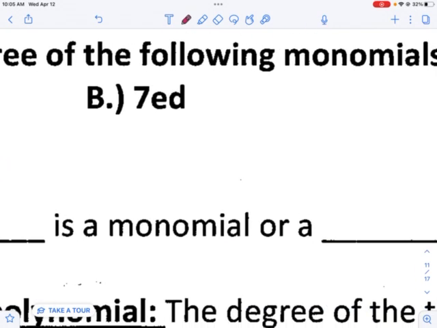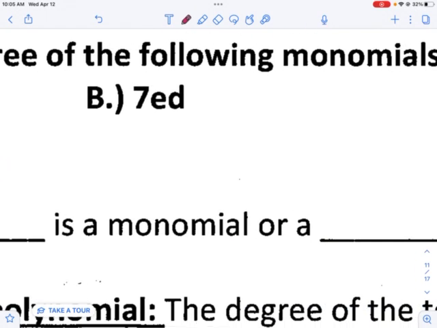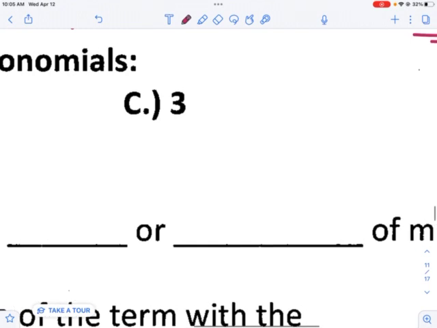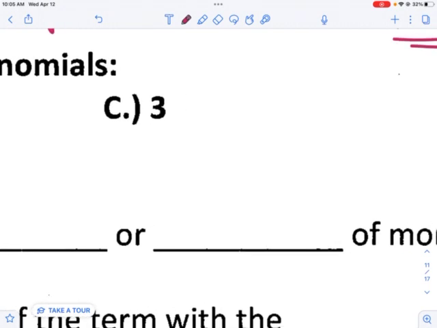Letter B. Hopefully you're placing an exponent of 1 on the E and an exponent of 1 on the D. And we should have a degree of 2. 1 plus 1. Okay, we would add those. And taking a look at C, well, there's no variable bases. So 0. Okay, so degree of 0.